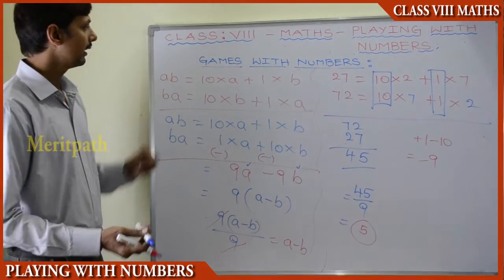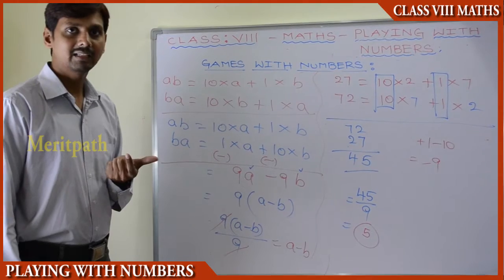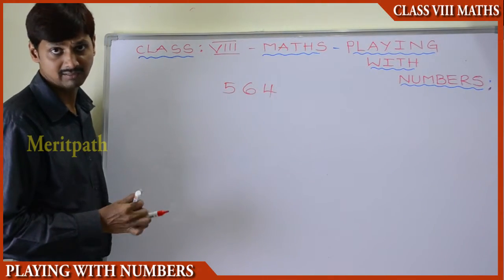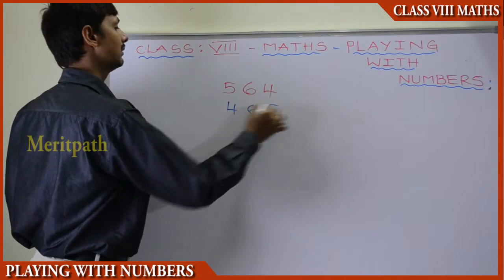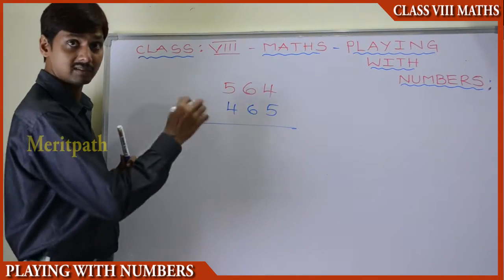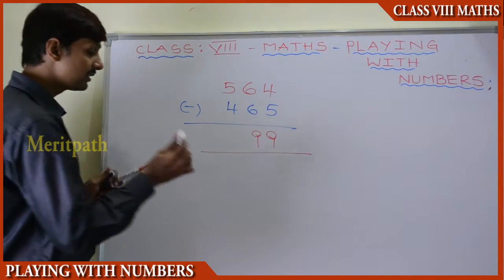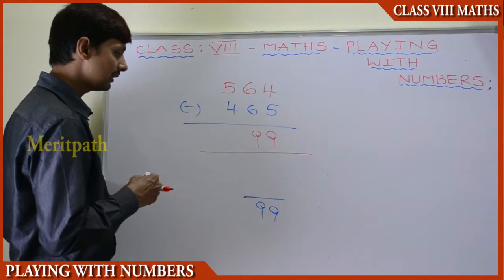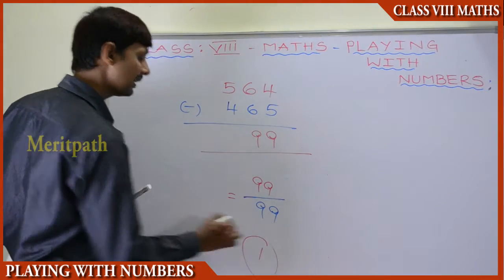That is the reason: when we take a number, reverse it, subtract them and divide it by 9, there is no remainder. So 564 you have taken. Can you reverse the digits? So what do we get here? 465. Then let's subtract these two numbers. What do we get? 99. So after subtraction of these two numbers, we got 99. The result is divided by 99 and we get a whole number and there is no remainder.